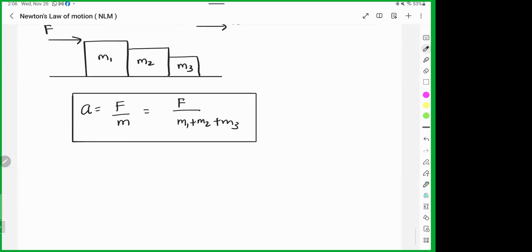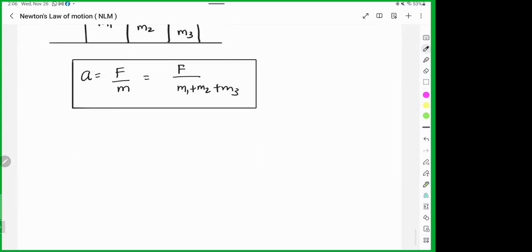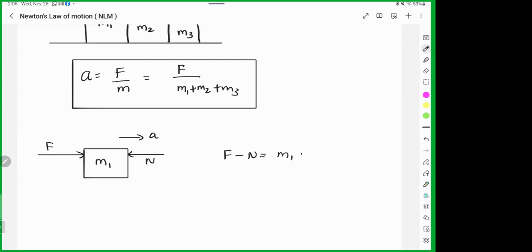Okay. Now, if you want to consider one system, for example, now I am making the FBD of only mass M1. So what will you do? What is the force acting on this? F. What is the force acting from this side? Normal between 1 and 2. Right? And what is the acceleration? It is moving overall net with this acceleration. So how do I calculate? F minus N is equal to M1A. Understood, guys? Right?